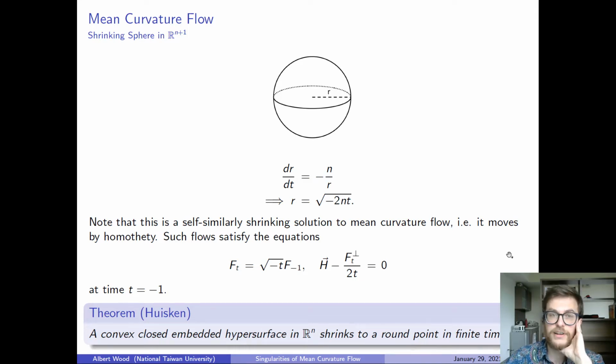So more generally, the situation of convex hypersurfaces. A hypersurface is one dimension lower than the ambient space, so this sphere is a hypersurface in R^(n+1). And more generally, if you have a convex hypersurface, then we have very similar behavior. Gerhard and Huisken proved that a convex closed embedded hypersurface in R^n shrinks to a point in finite time. I'll explain what is meant by a round point later in the talk.